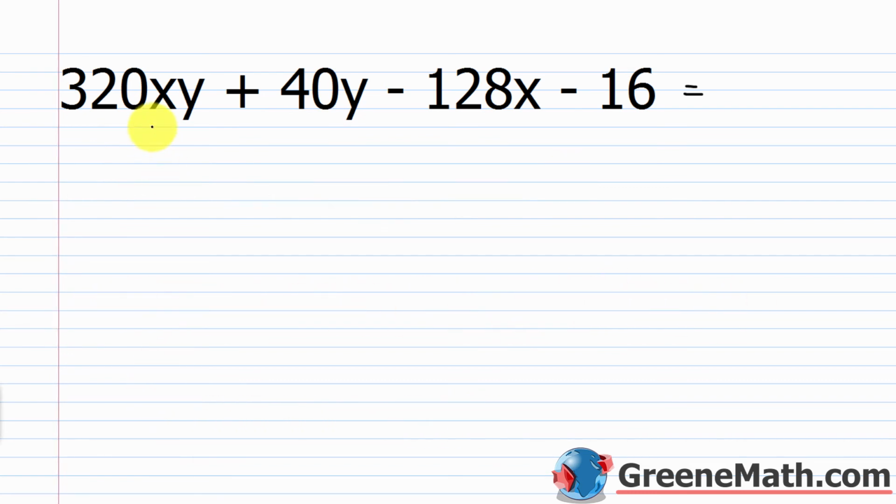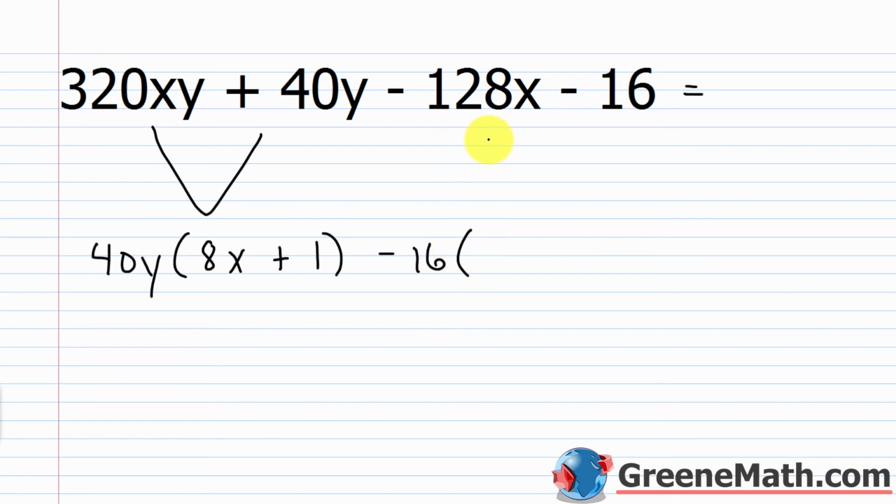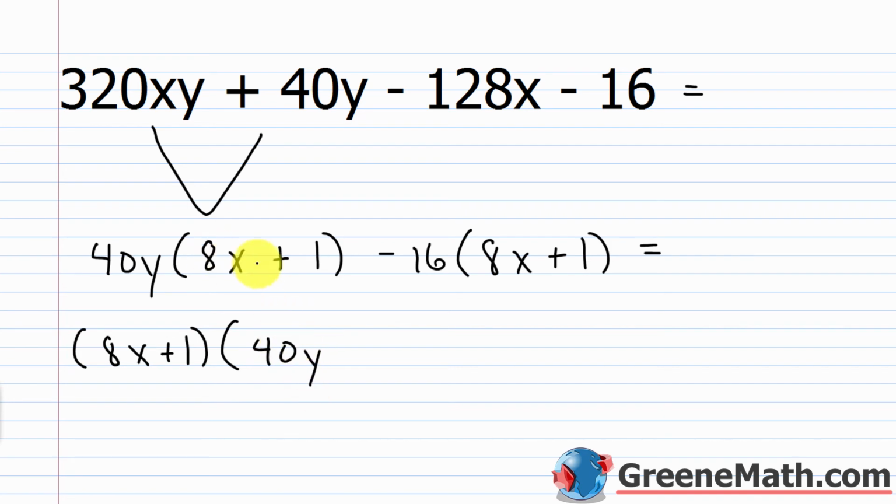So if I look at these two groups here, what can I pull out? Well, I can pull out a 40y. So I'd pull out a 40y, and I would have 8x plus 1. Then over here, I could pull out negative 16. And inside, I'd have, again, 8x plus 1. So if I factored the common binomial factor of 8x plus 1 out, I'd have 8x plus 1 times what's left inside would be 40y. This would go away. And then you just have the negative 16, right? Because this would be gone.